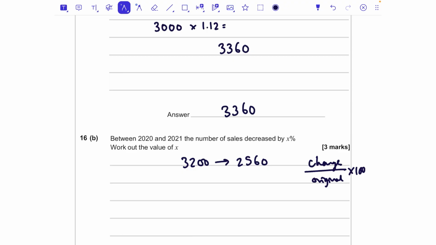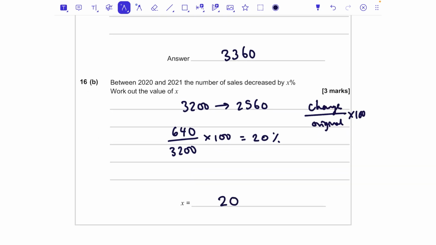So I'm going to do 3,200, take away 2,560, and that is 640. Out of the original, so what was it first? It was 3,200 times by 100. So 640 out of 3,200, the original, times by 100 is going to tell me that the decrease is 20%. 20% being our decrease there.